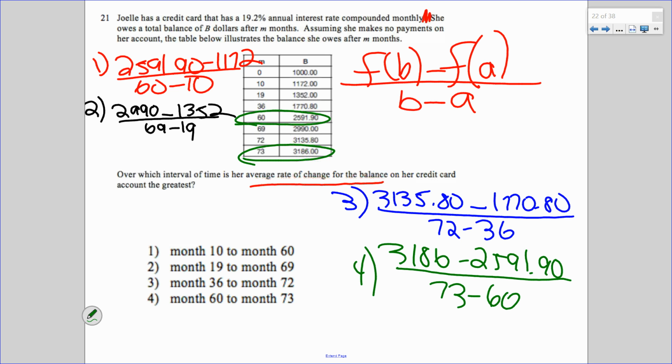I can go to my calculator and type all these in. I'm going to use my personal calculator, save a little bit of time here. Make sure you use alpha y equals enter when you're typing it in. Make it easy on yourself. 259190 minus 1172 over 60 minus 10. Hopefully my students and everybody got the same thing that I did, which is 28.398. Then option 2, I've got 2990 minus 1352 over 69 minus 19.